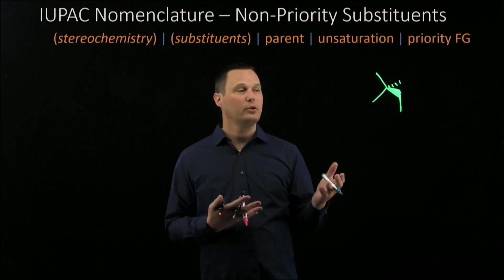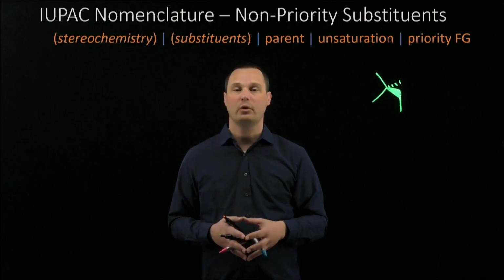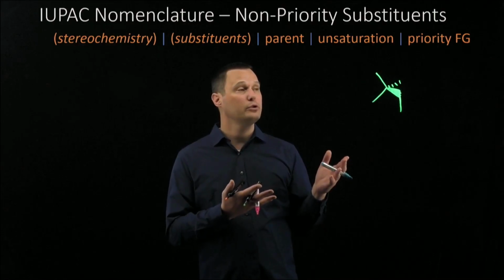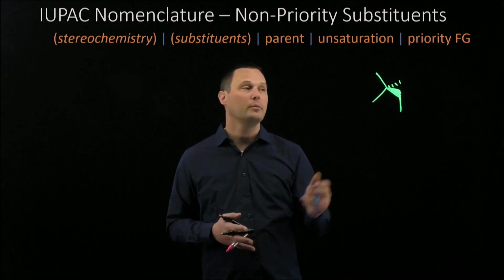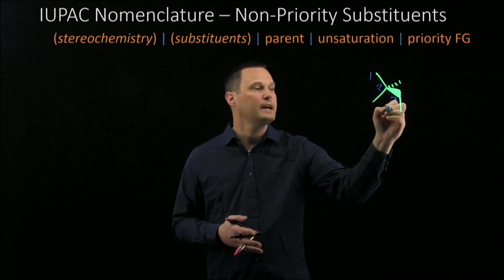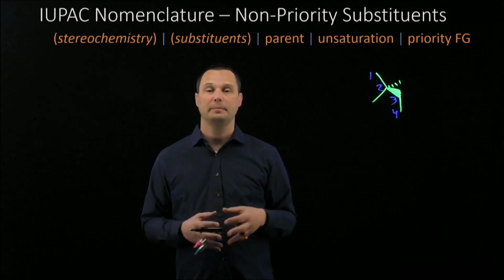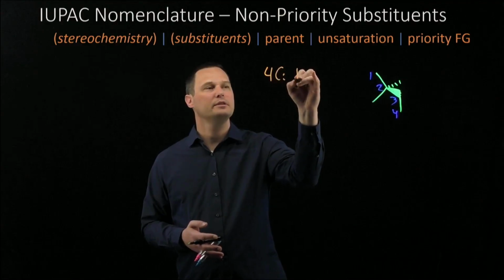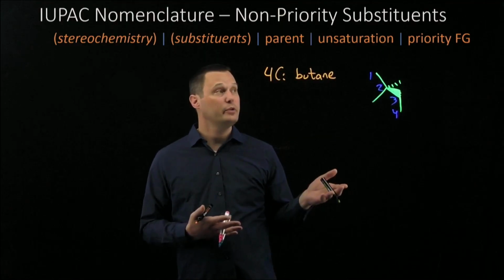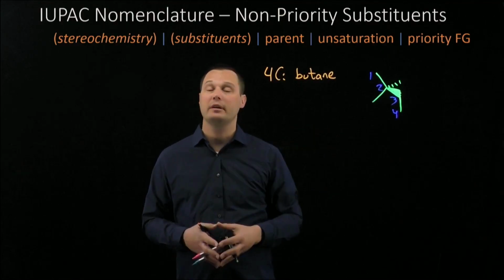Next, we'll number the molecule to give the highest priority substituent the lowest overall number. We don't have any priority functional groups, so we'll give the methyl groups the lowest overall number, which means for this molecule, we'll number top to bottom. Having found the longest chain, next we name the parent of the molecule. The name for our 4-carbon parent is butane. We don't have any unsaturation or priority functional groups, so the parent is really butane.